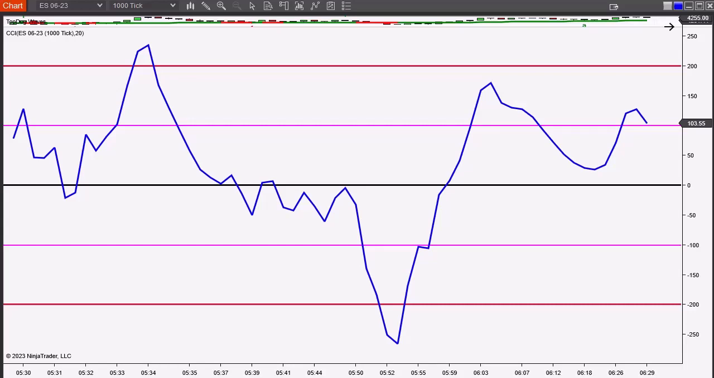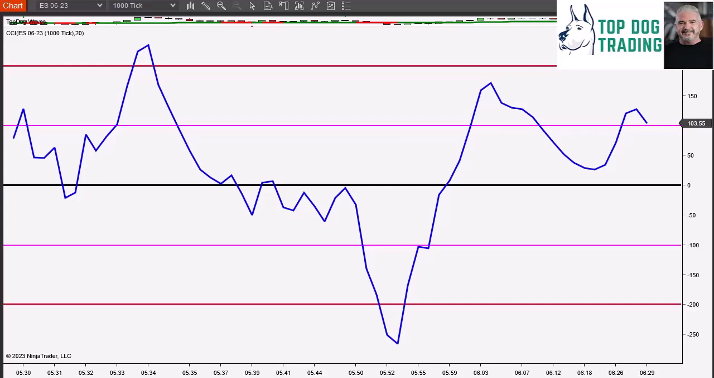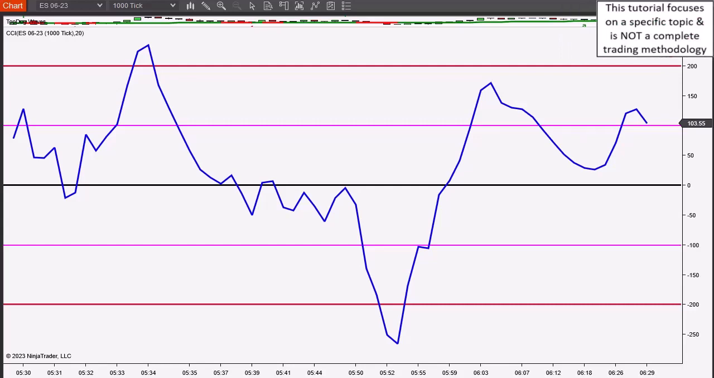CCI Indicator strategy. This may be the most simple strategy to help turn your trading around. And the key is it can help you stay on the right side of the market. You know, that's huge, right? You want to know, is the market bullish or bearish?